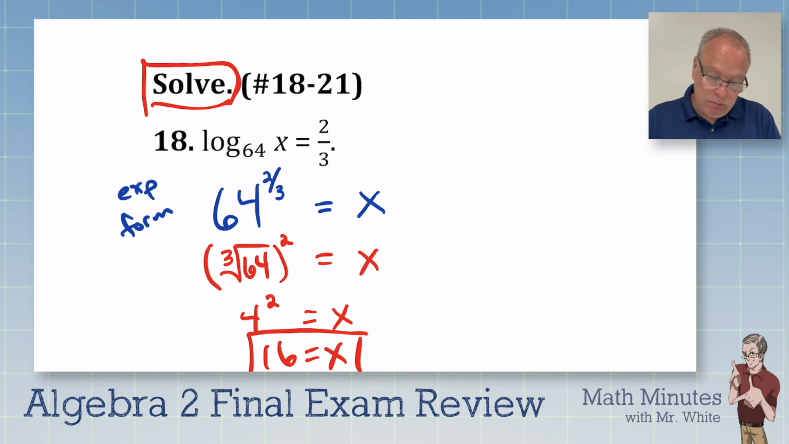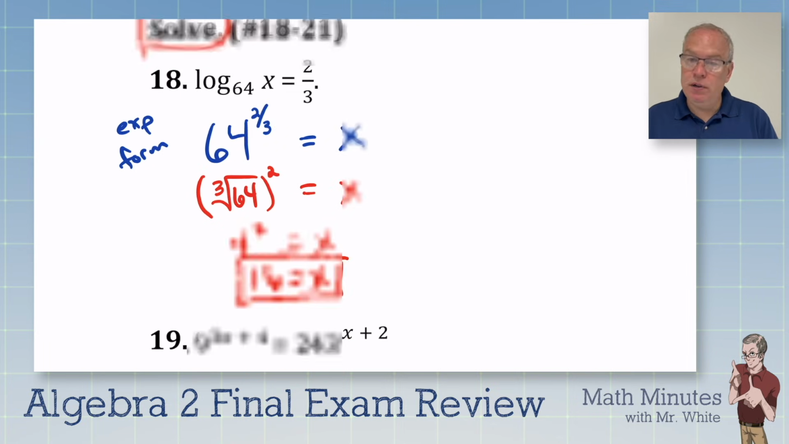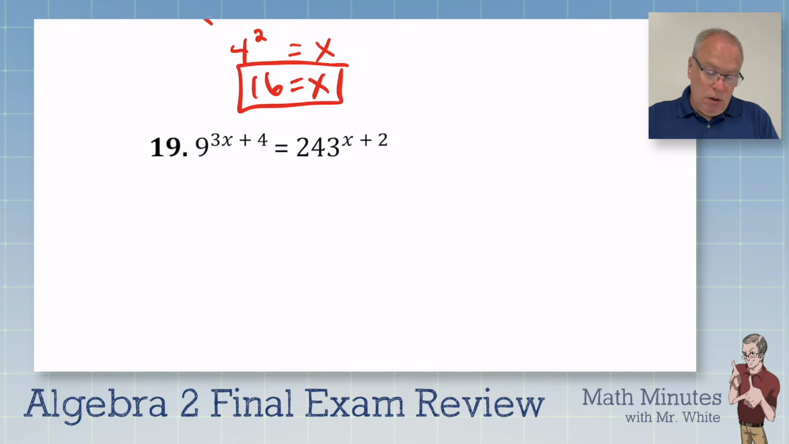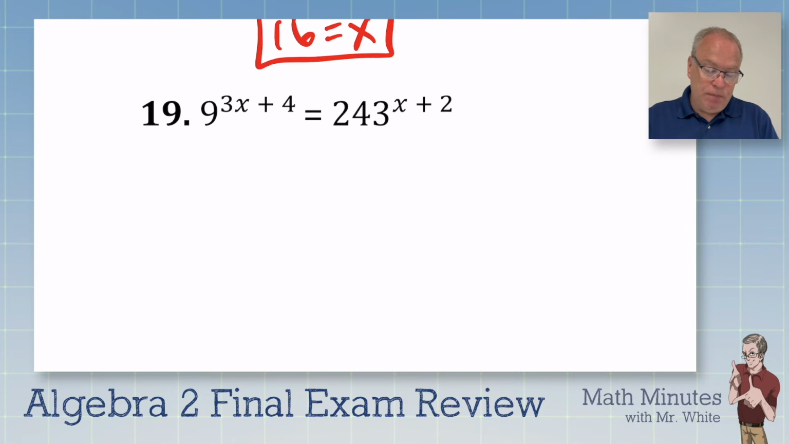times 4 times 4 is 64. So it works out well there. 4 squared is 16 then for the final answer. Okay, what about this question?